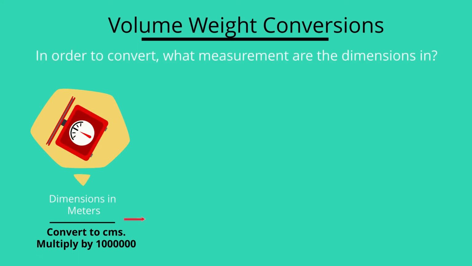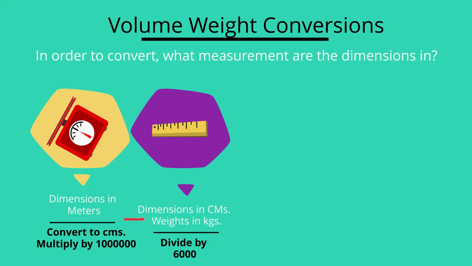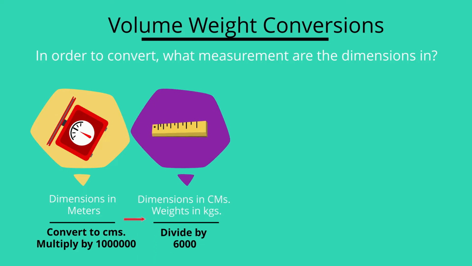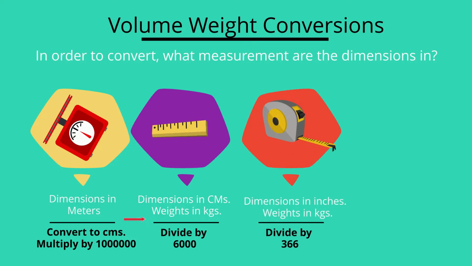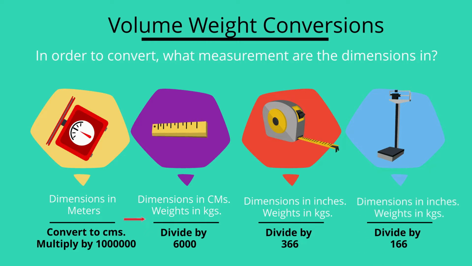In order to convert to kilograms, you need to take a look at the dimensions that your freight is in. If your dimensions are in meters, you first have to convert to centimeters by multiplying by 1 million. Then you have to follow the steps. If your dimensions are in centimeters and your weights are in kilograms, you're going to take your cubic measurement and divide that by 6,000. If your dimensions are in inches and the weight is in kilograms, you're going to divide your cubic measurement by 366. If your dimensions are in inches and the weight is in pounds, then you're going to divide that cubic measurement by 166.